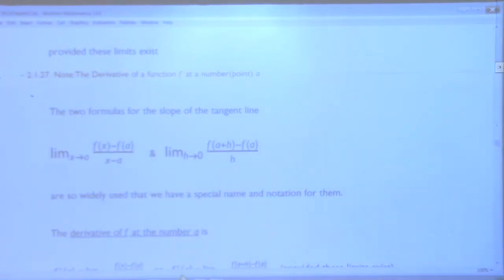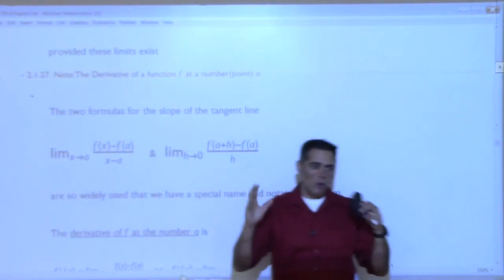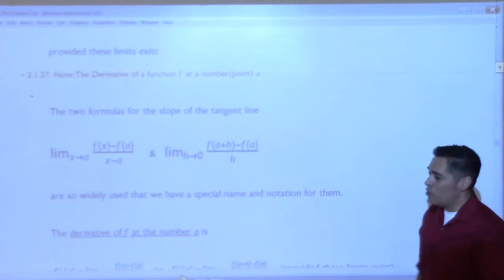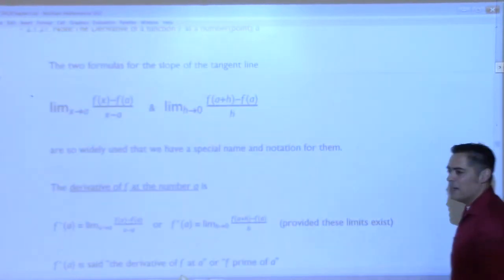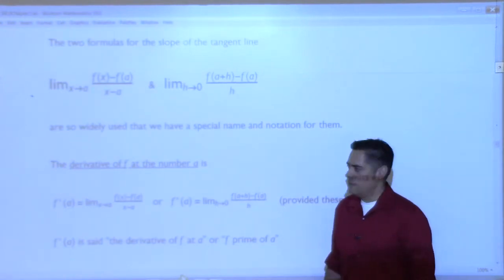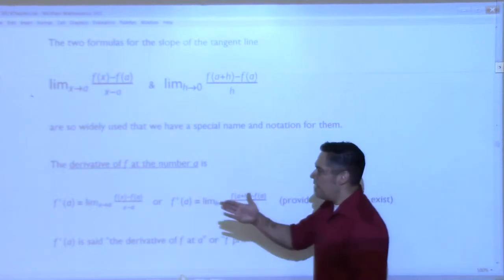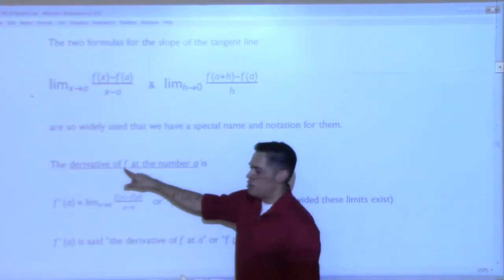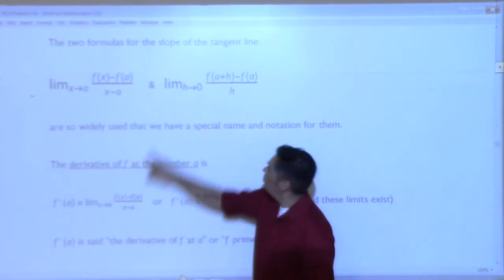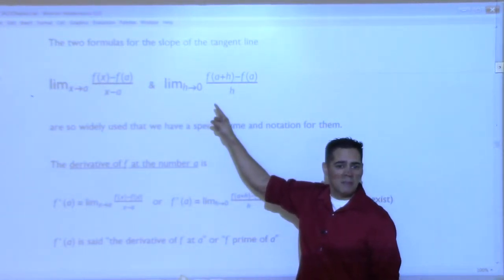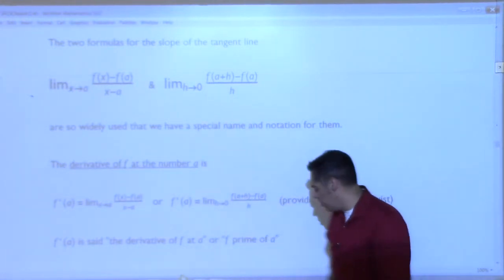Now, these are so widely used, okay? This computation is so widely used and utilized in other things we're going to do that it actually has a very special name, and it is called the derivative. Okay? So I told you this is about the derivative, right? We are now defining the derivative of a function at the number a to be either one of those limits. You choose. But they both mean the derivative of the function at a. And we use a special notation.